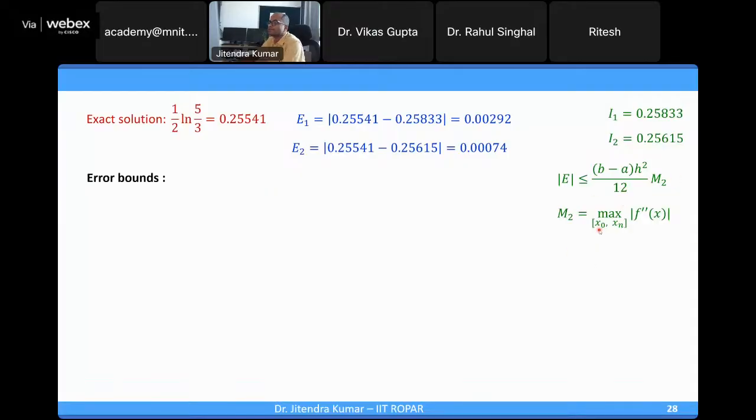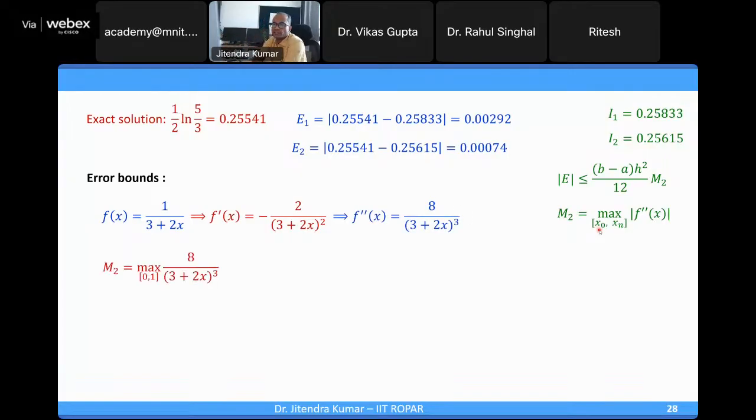So m2 is the double derivative. So you have to get some estimates on the error bound on the double derivative. So this is your f(x). You can get the first derivative, you can get the double derivative, and in the given range of 0 to 1, you see that the maximum value will lie at one of the boundary points, but this x is in the denominator, so this maximum will be achieved when you have x equal to 0. So then you will get 8 over 27 as the maximum value of this.